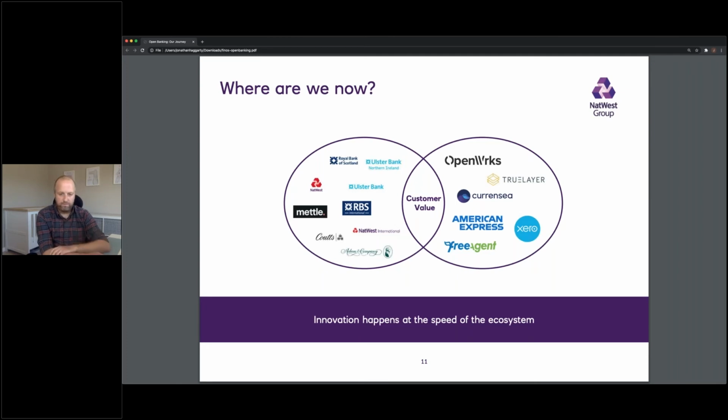So where are we now? We've really hit the sweet spot, I think. The strap line here is that innovation happens at the speed of the ecosystem. So we're no longer dependent on RBS being a monopoly of ideas or skills. The ecosystem itself is building great propositions for our customers, which we're really happy that our customers can embrace and use and make their life easier.